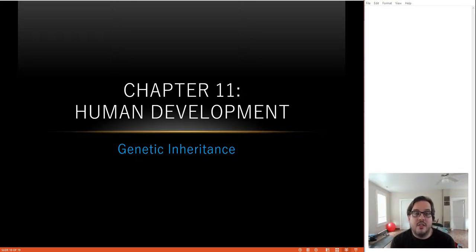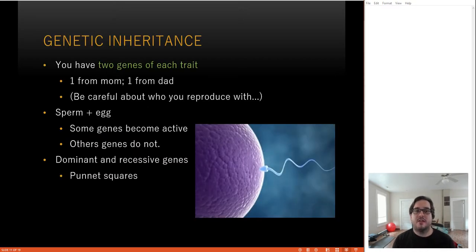Genetic inheritance is the process by which organisms take their DNA, take copies of their genes, and pass them on to their offspring. To do this, most sexually reproducing organisms do it through sex. They do it through combining sperm and egg. Each of them, a sperm and an egg, actually has half of the overall chromosomes or DNA that an individual would have within their body.